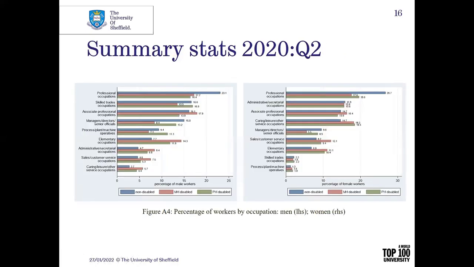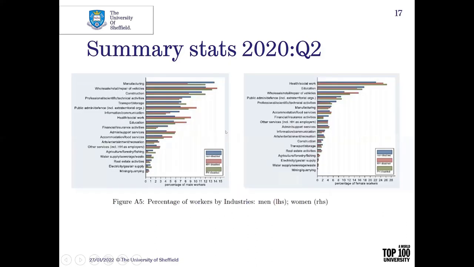And we can also look at how people are concentrated in different occupations and industries. And we see that non-disabled people tend to be more heavily concentrated in professional occupations, and disabled people, particularly those with mental health disabilities, are more concentrated in elementary occupations, and for women, particularly in caring, leisure and other service occupations. And we see a similar picture by industry. And then again, it's particularly mental health disabled people who are affected. They are more likely to be employed in wholesale and retail, and more likely to be employed in accommodation and food services. So already we can see this kind of segregation going on.